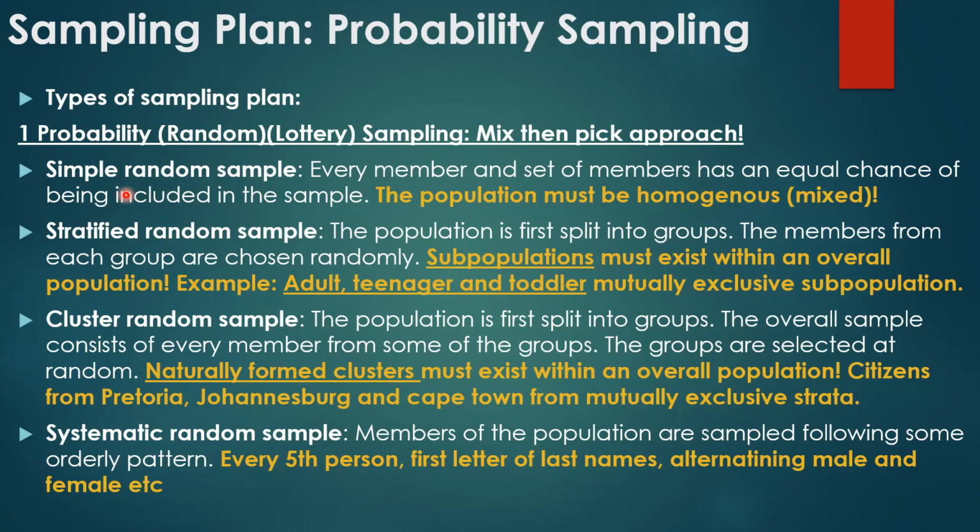For cluster, if you just imagine the word cluster, it means things are dotted here and there. Like if you go into space, you see a cluster of forests, a cluster of cities. So the population is first split into groups, and groups are selected at random. Clusters are naturally formed groups, so you are exploiting groups formed by nature, such as geographical location.